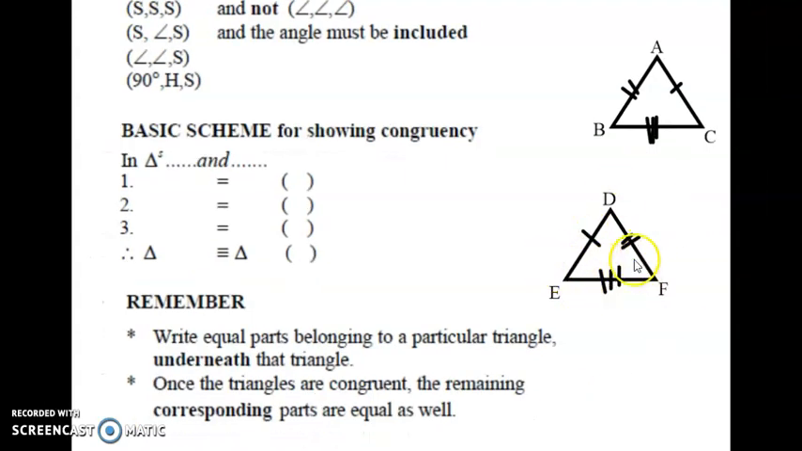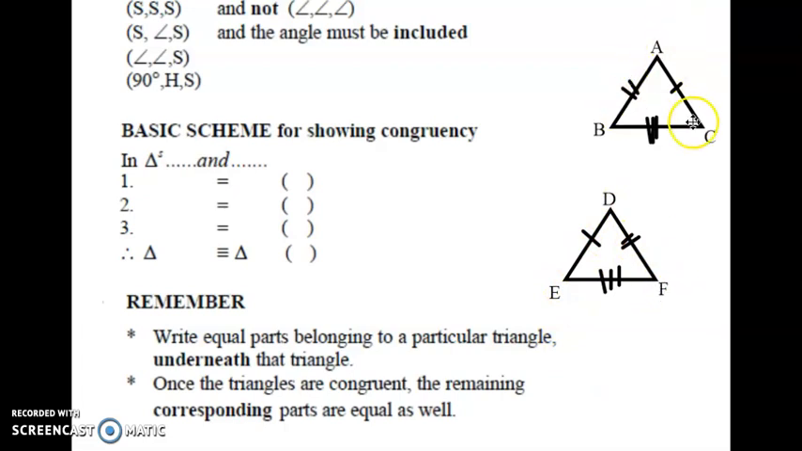Notice in this instance I've changed this one around with that one. So now if I say triangle CAB is congruent to this triangle, I will start with the same side that is equal, then the next side that is equal, to the finishing point on the other side. So I will say CAB is congruent to EDF.